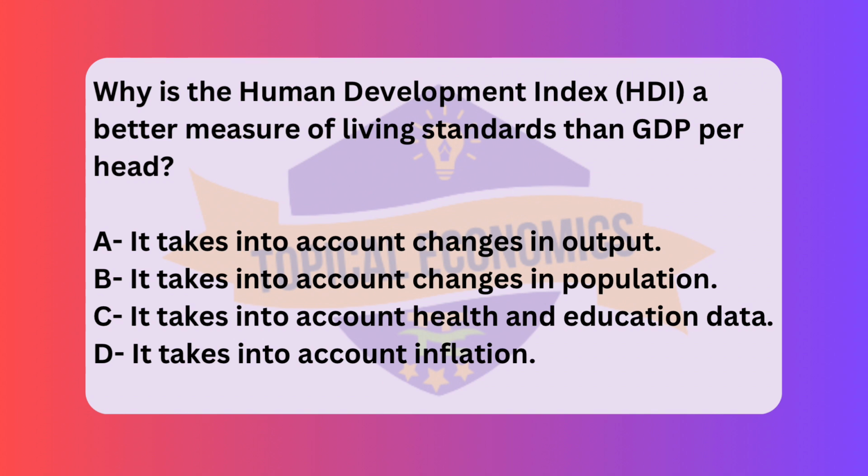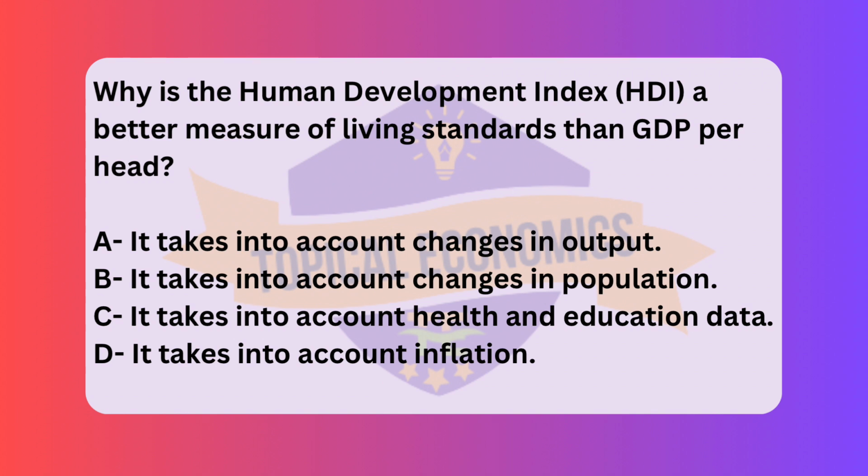Next, option B. It takes into account changes in population, is incorrect. Both HDI and GDP per head are adjusted for population size, as GDP per head is GDP divided by population, and HDI uses GNI per capita, which is also adjusted for population. However, HDI does not explicitly focus on changes in population as a factor in determining living standards.